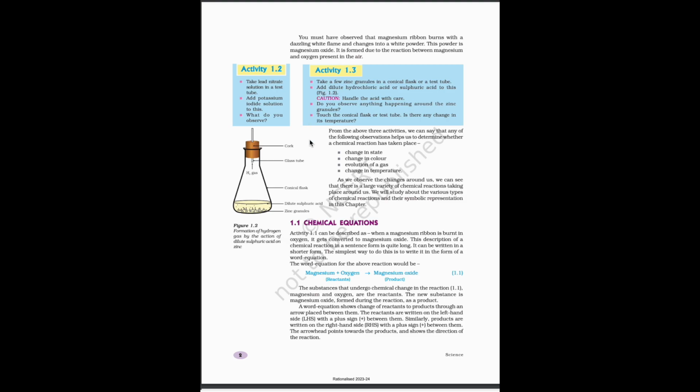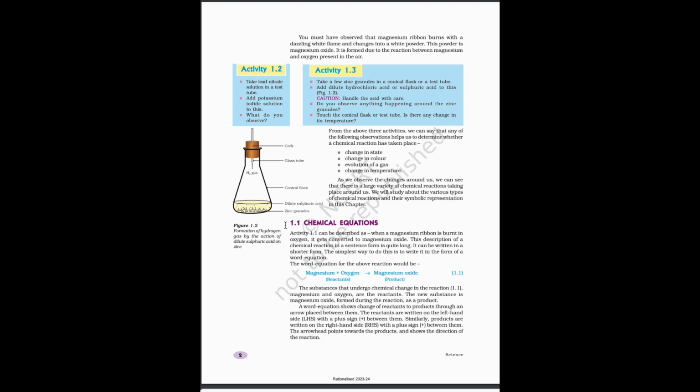From the above three activities, we can say that any of the following observations help us to determine whether a chemical reaction has taken place: change in state, change in color, evolution of a gas, change in temperature. As we observe the changes around us, we can see that there is a large variety of chemical reactions taking place around us. We will study about the various types of chemical reactions and their symbolic representation in this chapter.